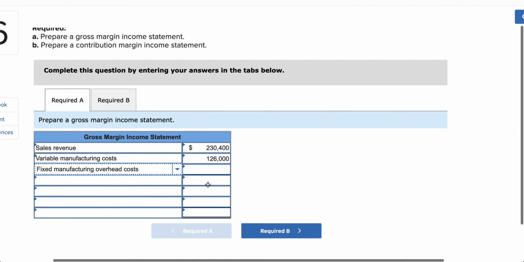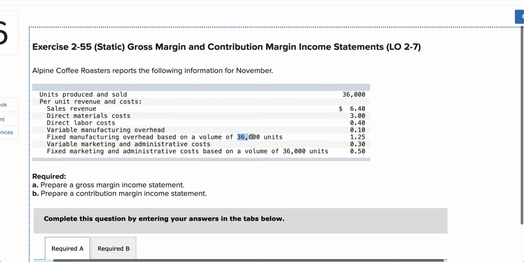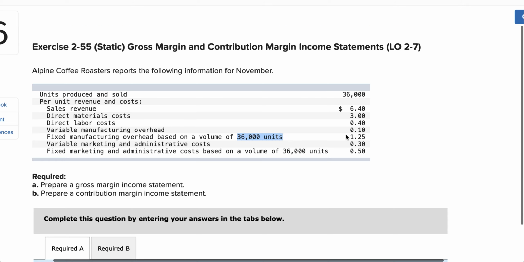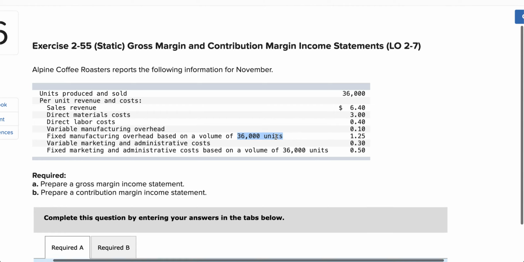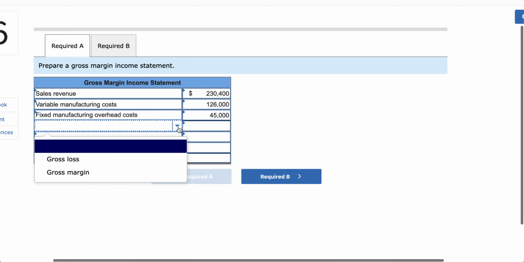Our fixed manufacturing overhead cost, the fixed piece, was based on the 36,000 units, and they broke that down to $1.25 per unit. So all we're doing is taking the 1.25 and multiplying it back times the 36,000 units. And that gives us $45,000. So once we take our sales minus our cost of goods sold, both of these added together are equal to cost of goods sold. That gives us our gross margin.